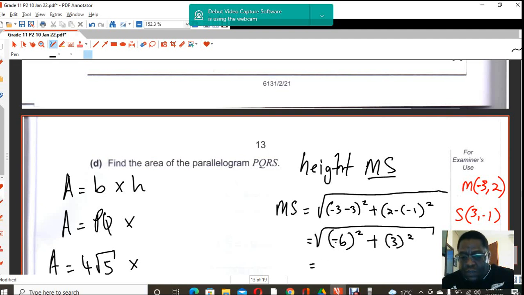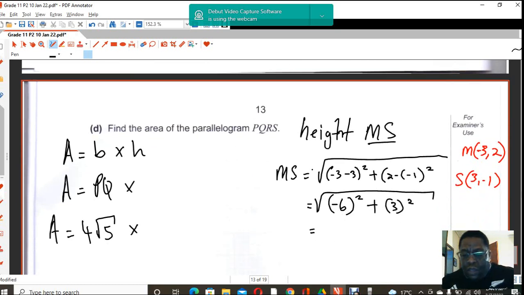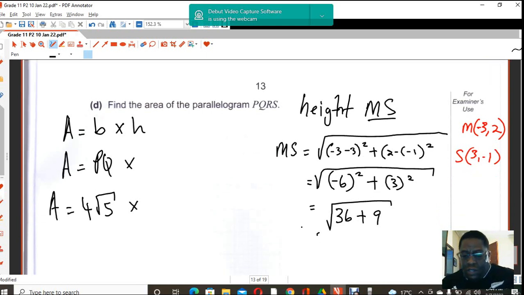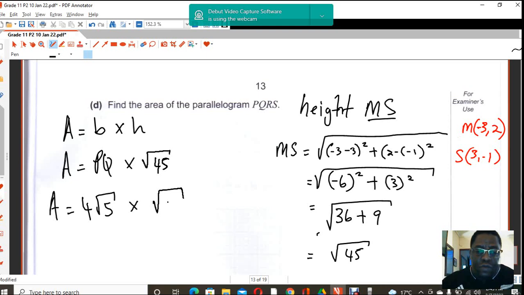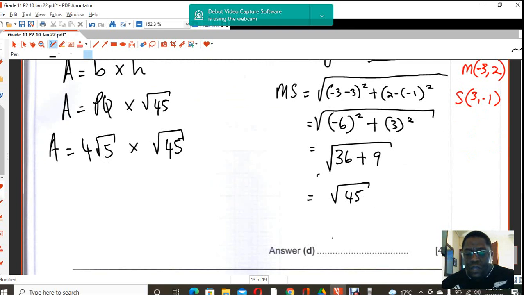In this case, it becomes 36 plus 9, if I'm not mistaken. Okay, negative 3 minus 3 is negative 6, and that gives me the square root of 45. So now I know what my height is. My height is nothing but the square root of 45. Square root of 45. Well, you can go ahead and punch this into your calculator, and you realize you get 60 units squared.